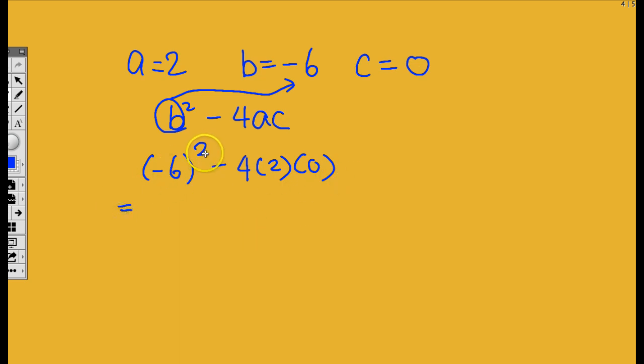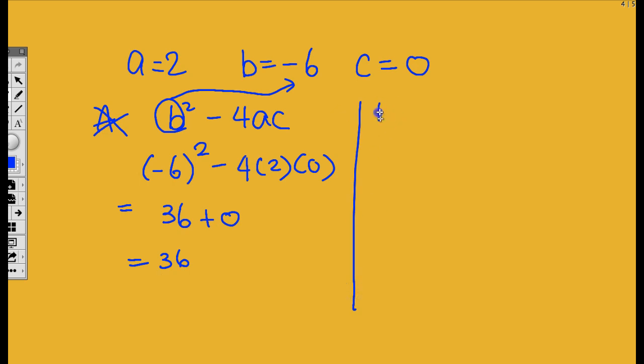Negative 6 squared, because PEMDAS, you got to do exponents first, right? Negative 6 squared is 36. Negative 4 times 2 is negative 8. Negative 8 times 0 is 0. 36 plus 0 is 36. Is this a negative number? No, it's a positive number, so we already know that option A is not the correct answer. So then why don't I move on to option B?